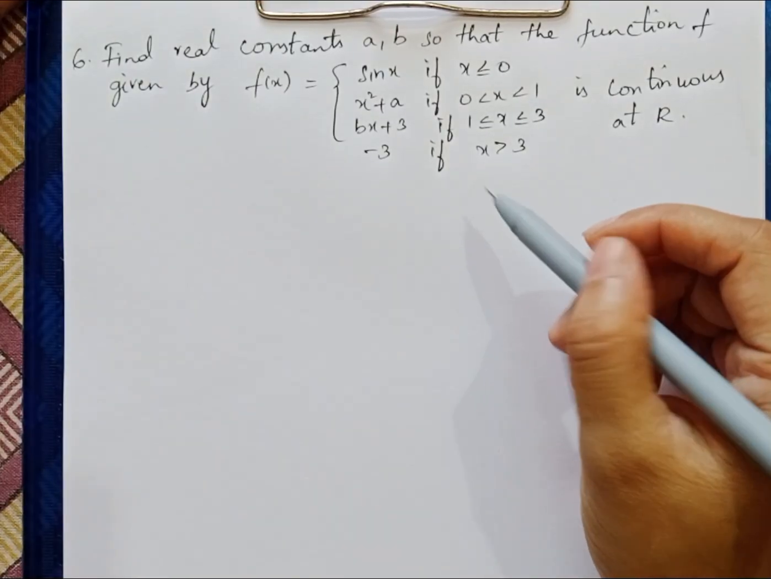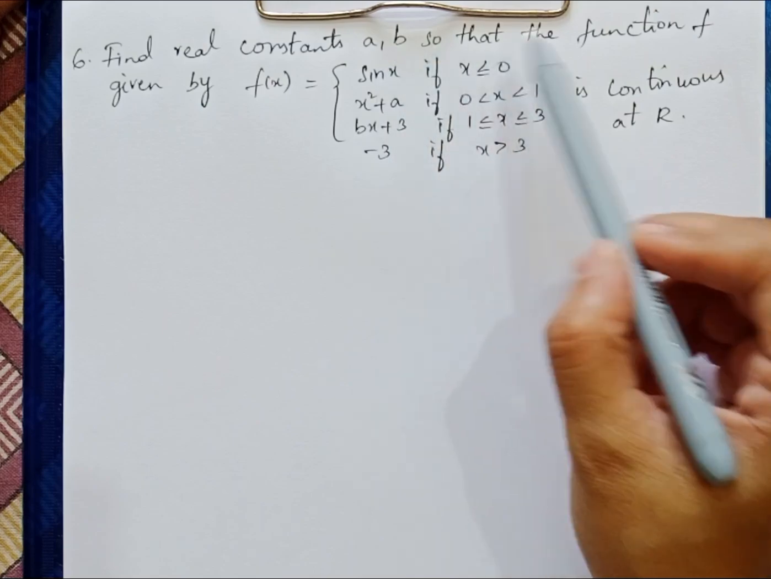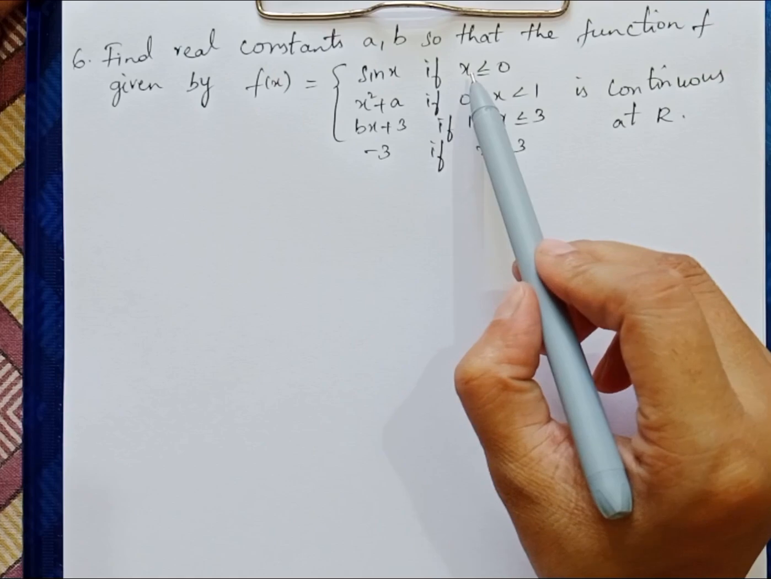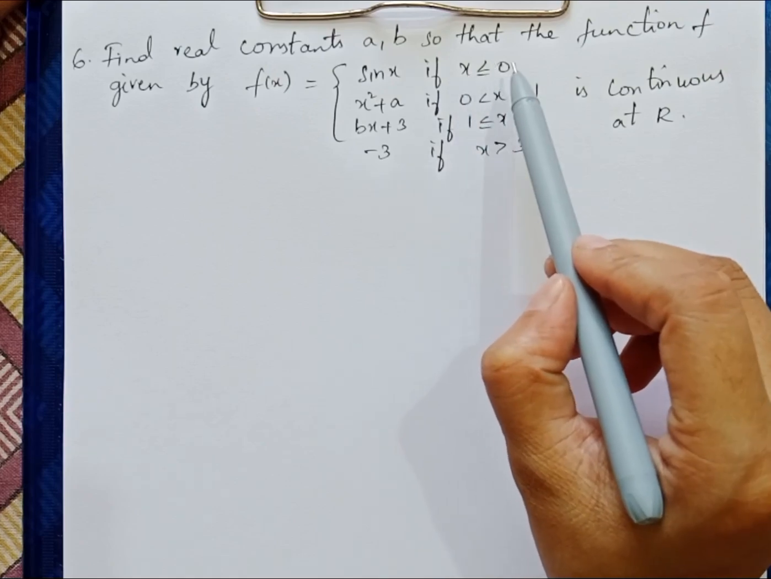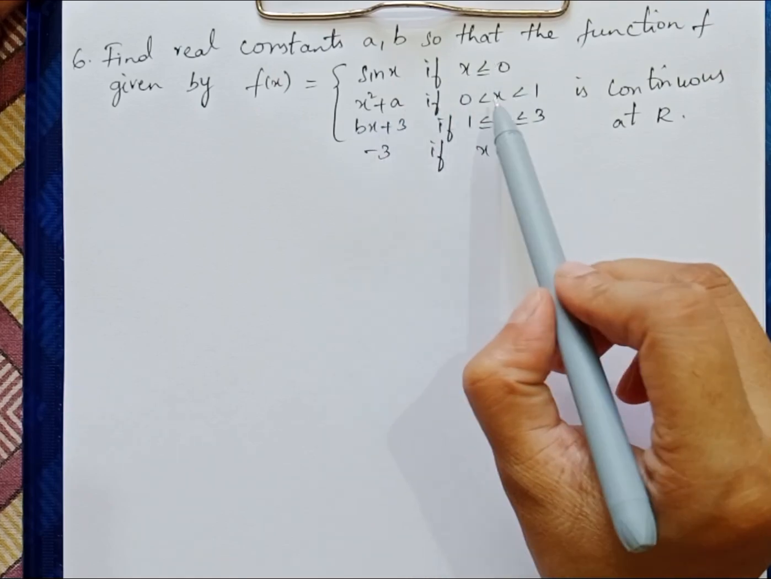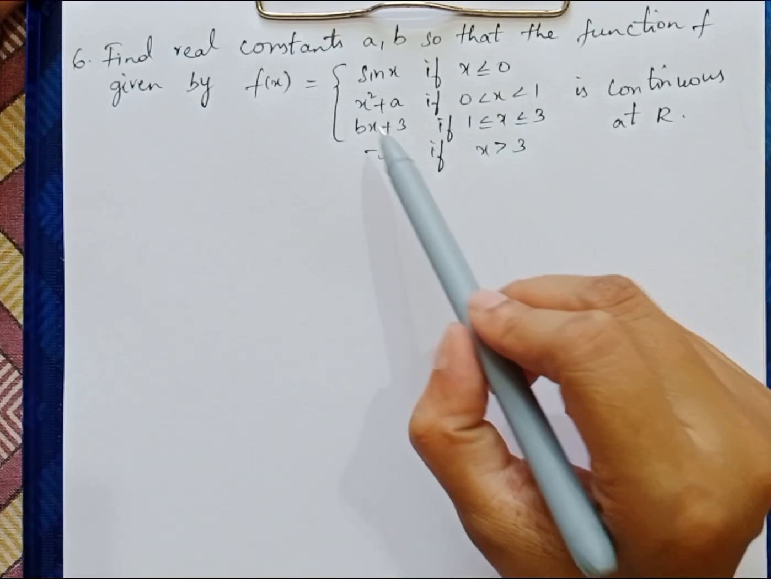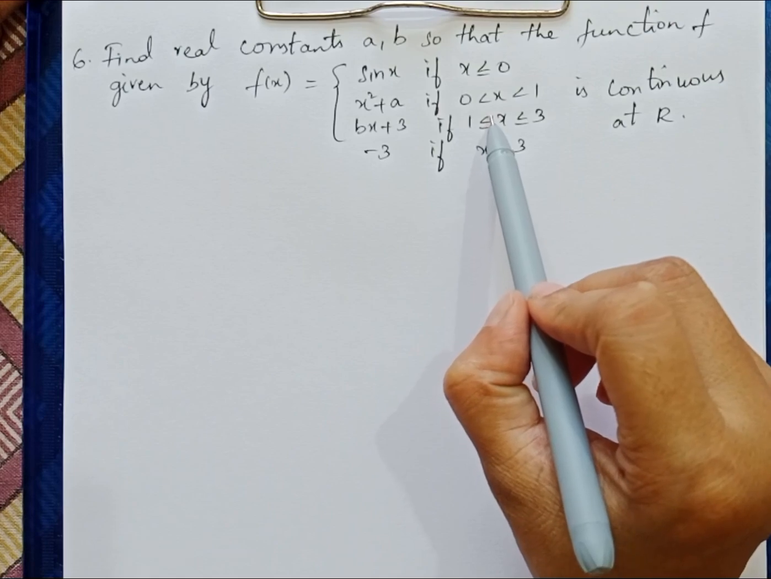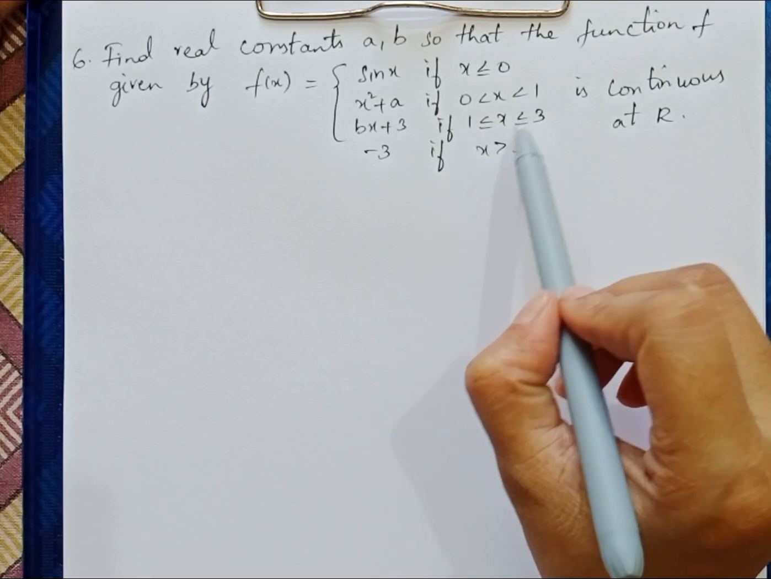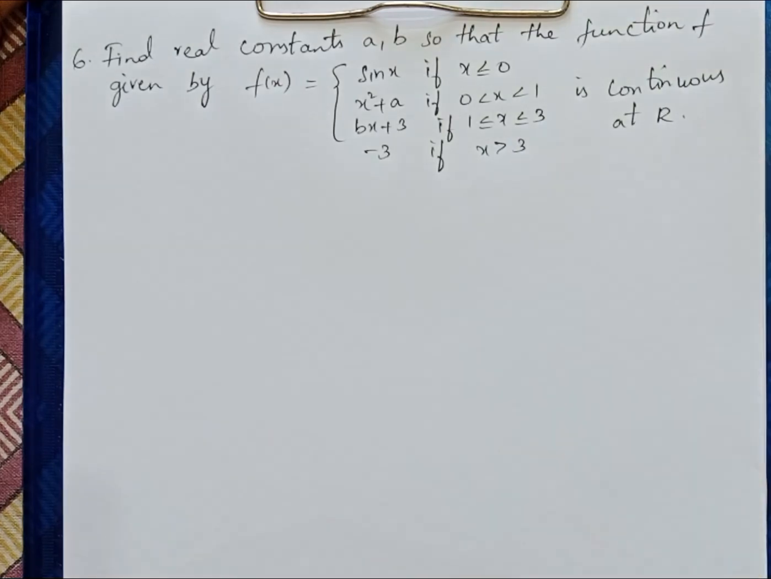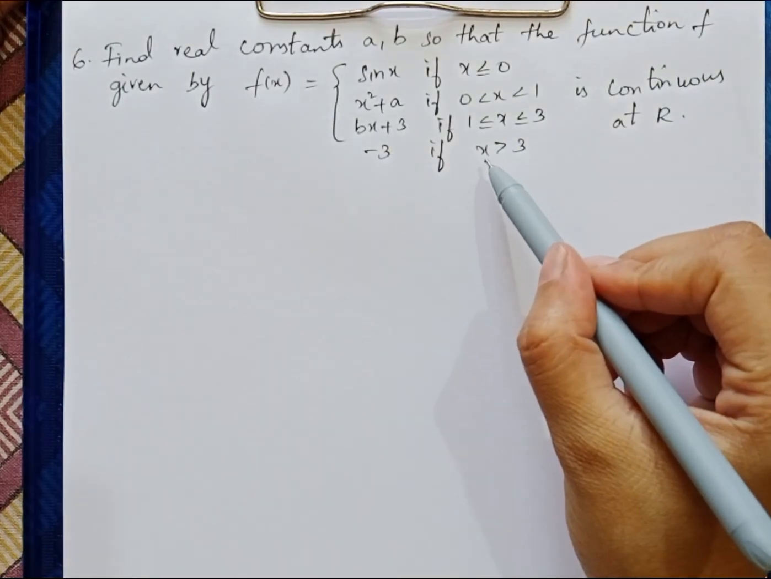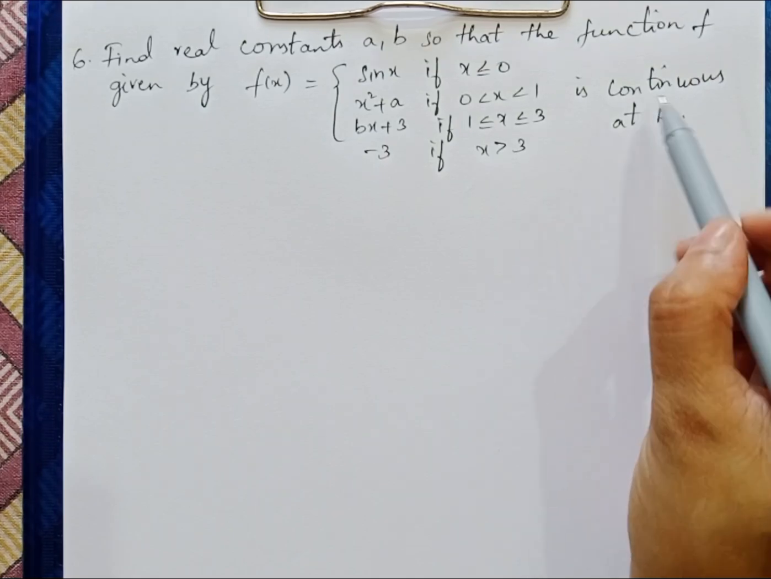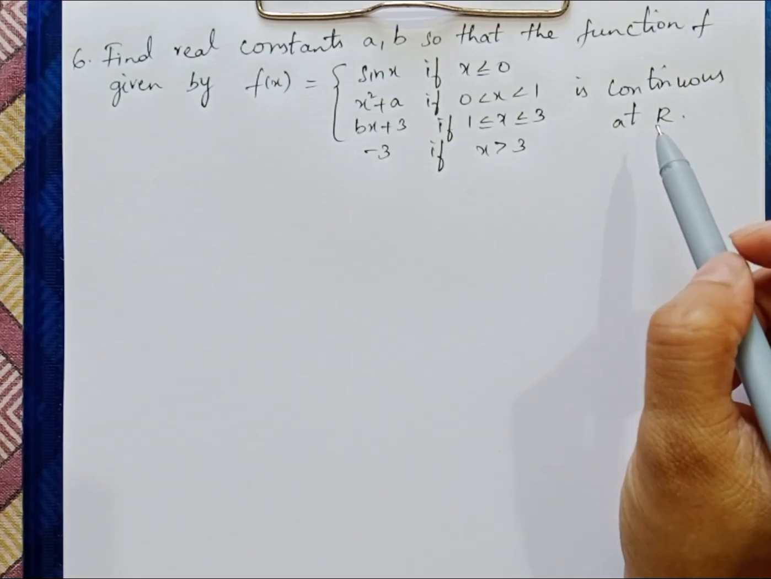Our next question is: find real constants a and b so that the function f given by f of x is equal to sin x if x is less than or equal to 0, x square plus a if x is greater than 0 and less than 1, bx plus 3 if x is greater than or equal to 1 and less than or equal to 3, and minus 3 when x is greater than 3. And it is continuous on R, where R is the real numbers.